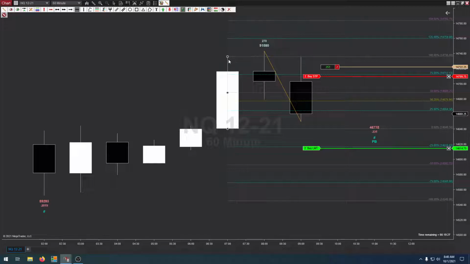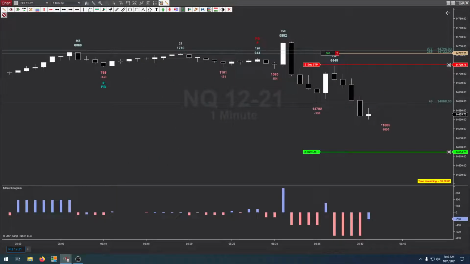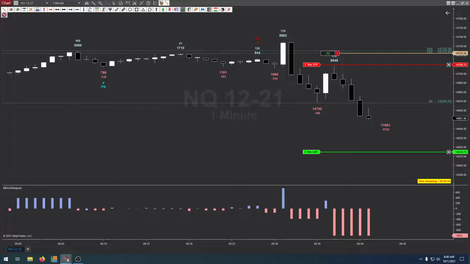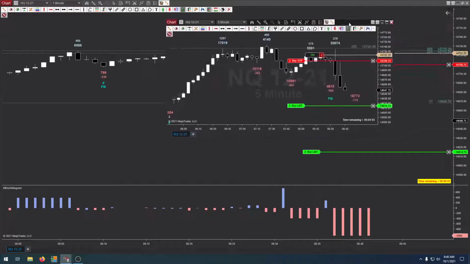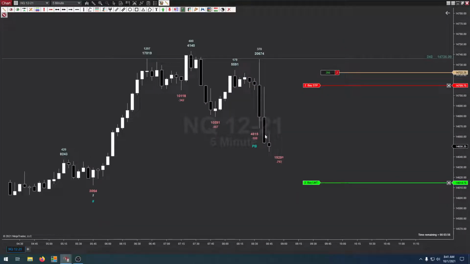So theoretically my target probably should be the low of this candle here, but I'm going to see what happens. And then on the 5 minute, which is one of the ones I was using also, we are getting candles that are closing below the prior candle's close. As long as that continues, they have a shot to get lower.